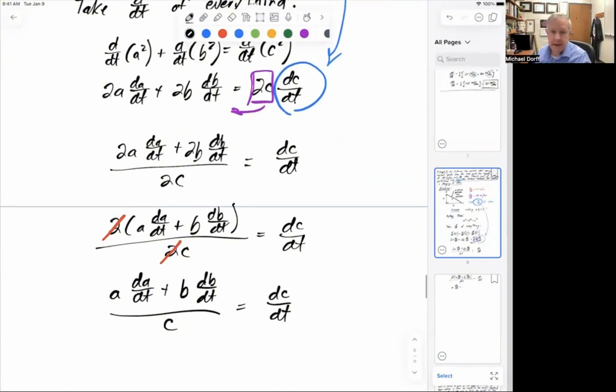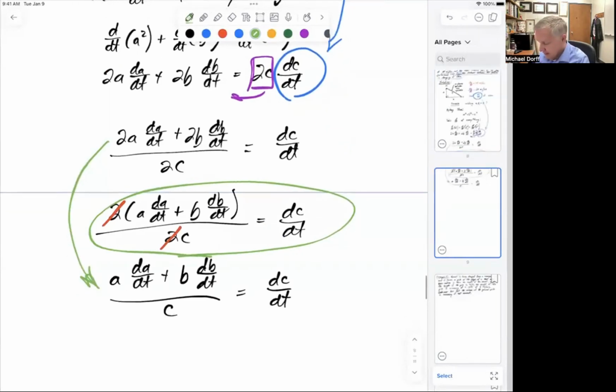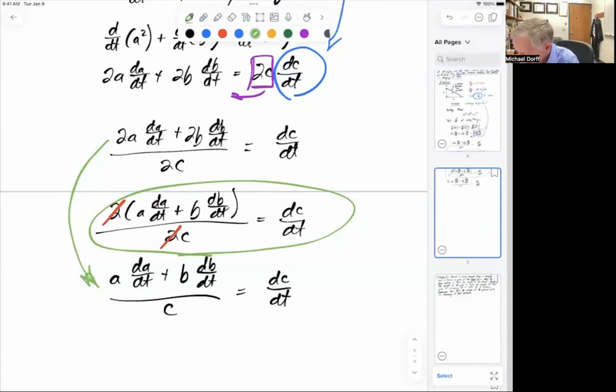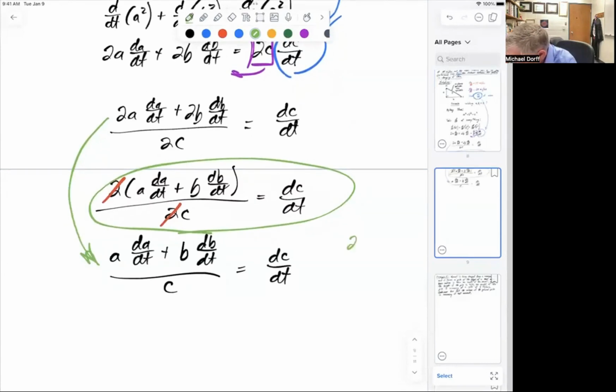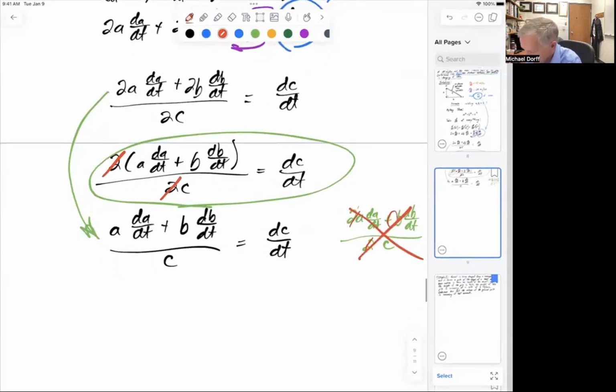Now you don't have to show the step that I just did here. You can just go from here to here. I just wanted to justify it so that everybody sees that's how I do it. On the other hand, if I had something like this, b dB/dt over 2c, I cannot cancel out the 2 here. I can't go like that because there's no 2 in front there. So this is not a correct thing to do.